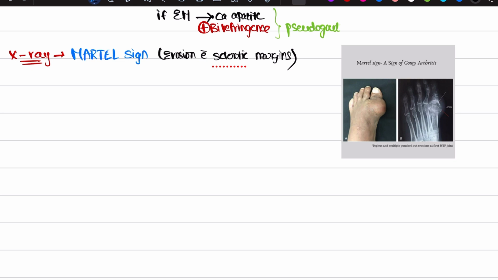You need to try. That's the option. After we do the X-ray and all the investigations, we confirm it as gout. So the patient is suffering with gout. Now what are we going to do? We need to treat the patient. So how are we going to treat the patient?